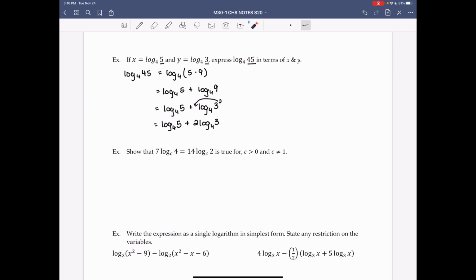And then we have that log base 4 of 5 equals x and log base 4 of 3 equals y. So where we have log base 4 of 5, instead we're going to replace that with x. And then we have plus 2 log base 4 of 3, which equals y. So we get log base 4 of 45 equals x plus 2y.